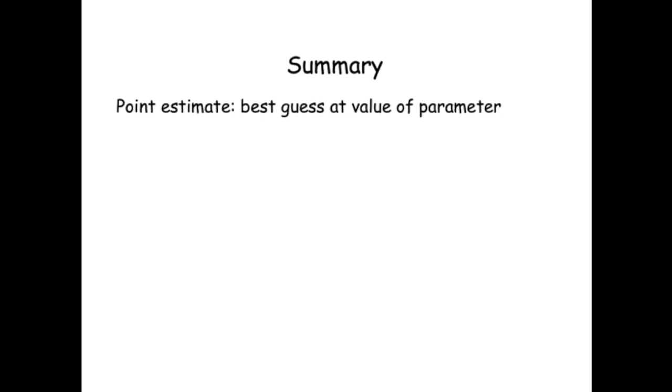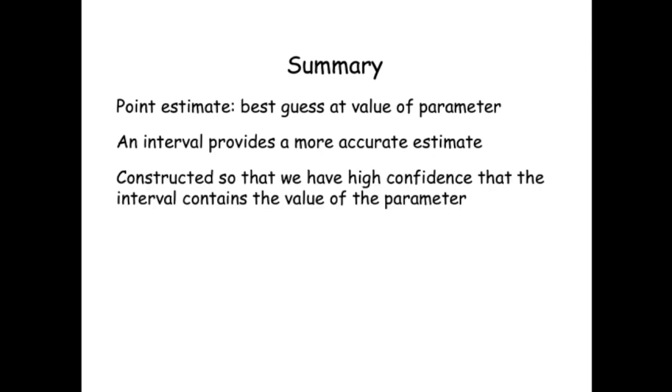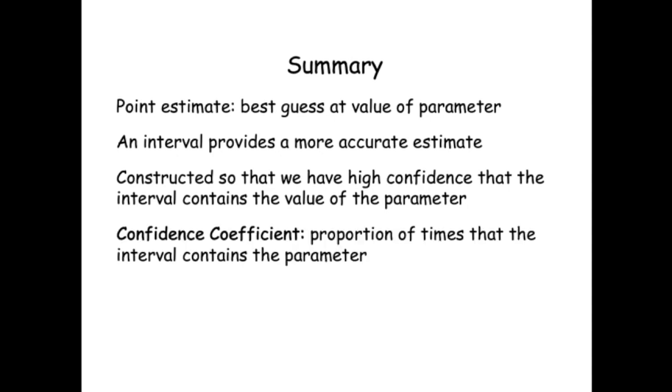To summarize, our sample statistic is a point estimate of the population parameter and is the best single guess at this value. However, it's not likely to be equal to the parameter because samples fluctuate. An interval drawn around this point provides a more accurate estimate. The interval is drawn in such a way that we have high confidence, 90% or more, that it captures the parameter. This confidence or accuracy of the estimate is called the confidence coefficient and is the proportion of times in repeated sampling that the interval contains the parameter.